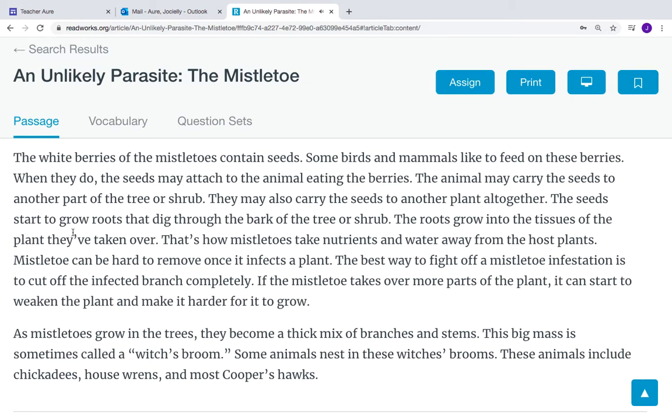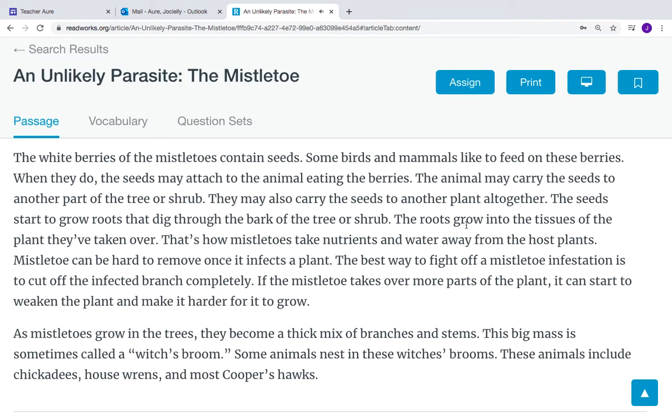The seeds start to grow roots that dig through the bark of the tree or shrub. The roots grow into the tissues of the plant they've taken over. That's how mistletoes take nutrients and water away from the host plants. Mistletoe can be hard to remove once it infects a plant. The best way to fight off a mistletoe infestation is to cut off the infected branch completely. If the mistletoe takes over more parts of the plant, it can start to weaken the plant and make it harder for it to grow.